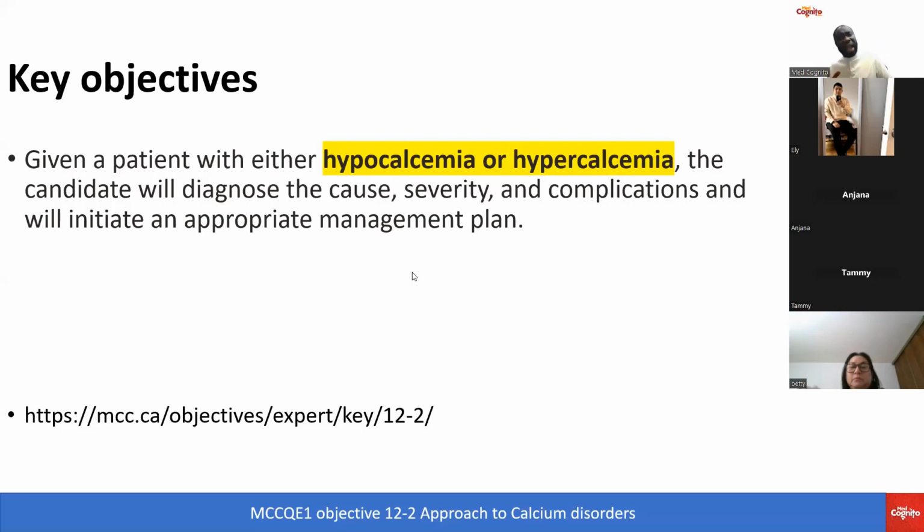So given a patient with either hypocalcemia or hypercalcemia, the candidate will diagnose the cause, the severity, the complications, and will initiate an appropriate management plan. Therefore, if I were you, another thing I'll write, apart from stating that seizures can occur from hypocalcemia, is that I'll also note the causes of hypocalcemia, the causes of hypercalcemia. And then after that, I'm also going to look at what range will I say hypocalcemia and hypercalcemia is severe? What are the complications of hypocalcemia and hypercalcemia? I think we've already dealt with one, which said that seizures can occur in hypocalcemia. What is the management plan for patients who have hypocalcemia and hypercalcemia? So these are the things I want you to pay attention to while we are going through this.